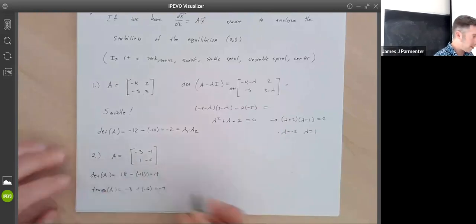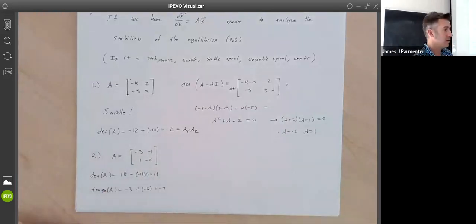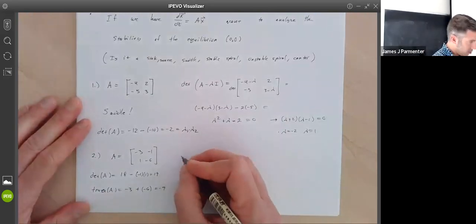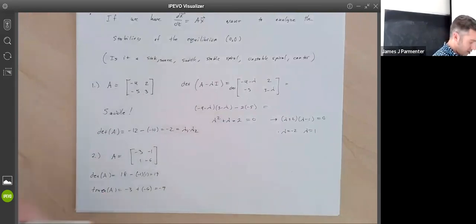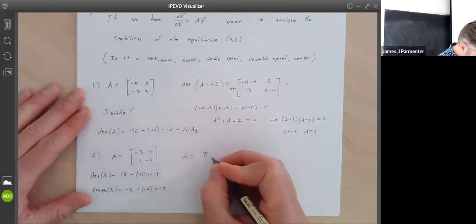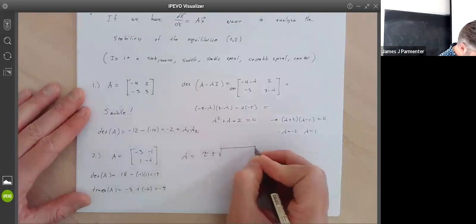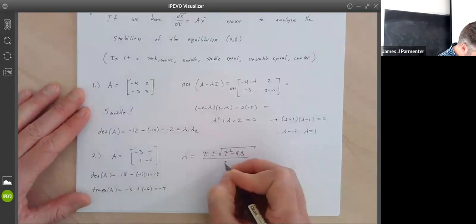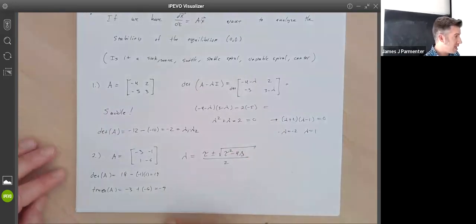So here's what I know so far based on these two things. It's a stable system, but I don't know if it's a stable node or a stable spiral. But I can figure it out really easily, because if I think about what my eigenvalues should be, there's this whole formula using the trace and the determinant. The eigenvalues are equal to the trace plus or minus the square root of the trace squared minus 4 times the determinant, over 2.